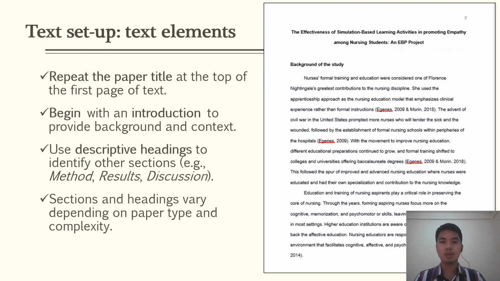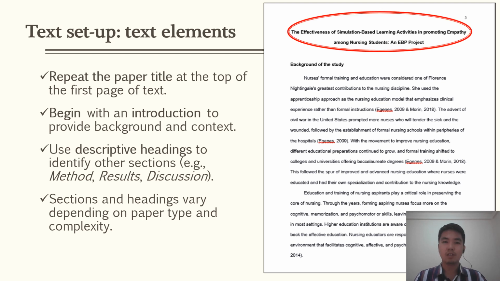We are now done with the title page. We now proceed to the text elements. On the text elements, we place again on the topmost part of our paper yung ating paper title, to be followed by the introduction, that is to provide the background and of course the context of our study. We should also use descriptive headings to identify other sections or other parts of our paper, like for example, for the results, for the methods, for the discussions, as well as sa ating mga references. Take note that sections and headings may vary depending on paper type as well as the complexity of our paper.